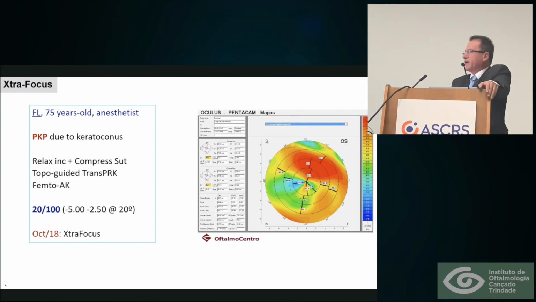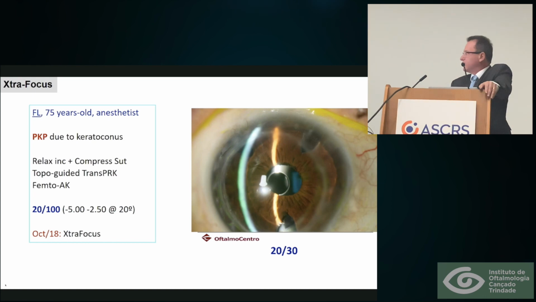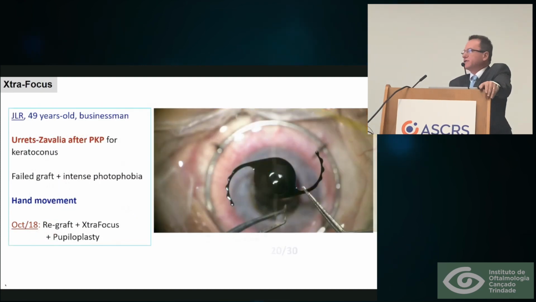This is another patient, also an anesthesiologist, who had PKP bilaterally due to keratoconus. This is his left eye. He had already had several corneal surgeries to try to reduce his astigmatism: relaxing incision, compressive suture, topoguided trans-PRK, femto arcuate keratotomy. This was his last topography, with an asymmetric and irregular cornea and a corrected VA of 20/100. So I implanted an extra focus. Here you can see the extra focus with a slight decentration, but that's okay. And this is the corneal transplantation.